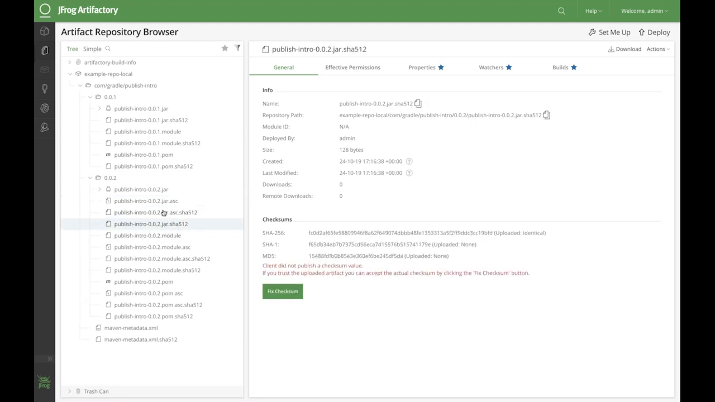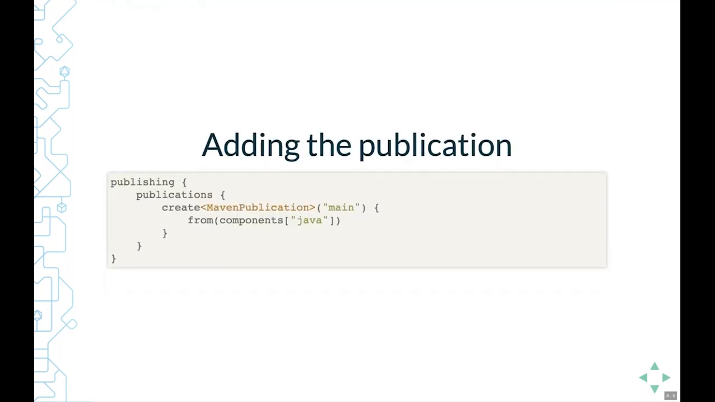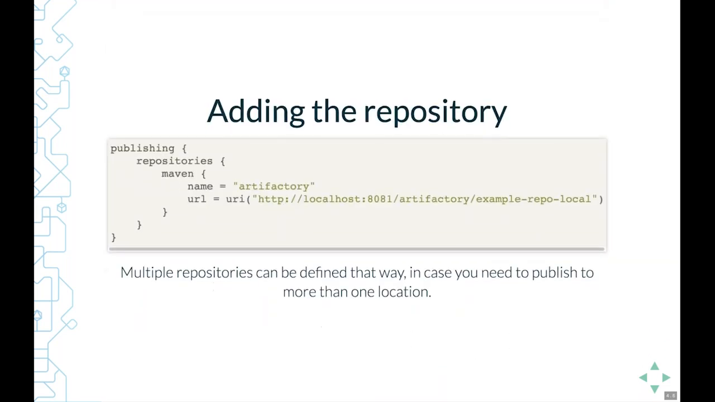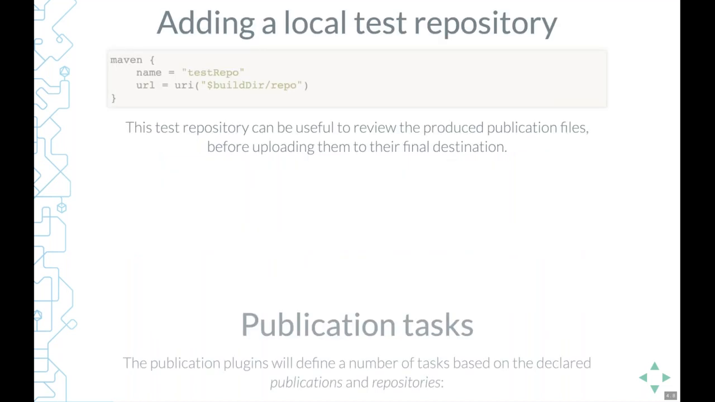All right. So to summarize, publishing is just a matter of adding mainly the Maven Publish plugin, setting the group and version, then creating a publication, defining your repository URL, etc. If you want to, you can actually create local repositories, which is different from the Maven local repository. It's just going to create a file structure that corresponds to a Maven repo or Ivy repo, whatever.